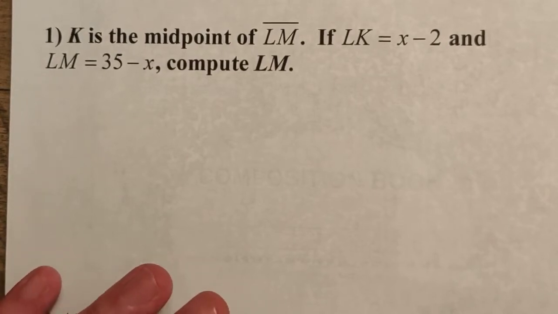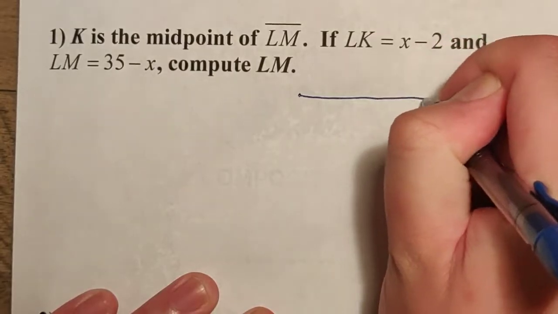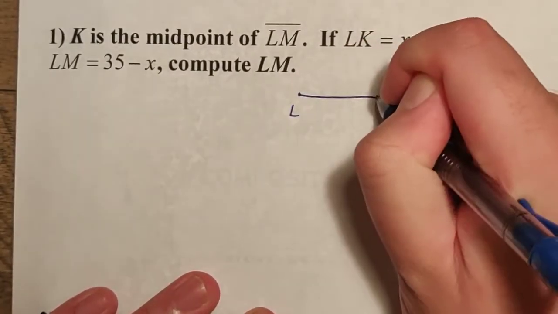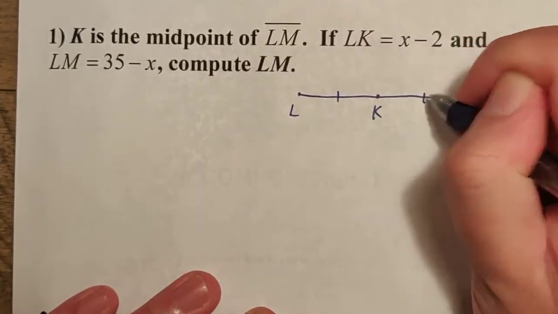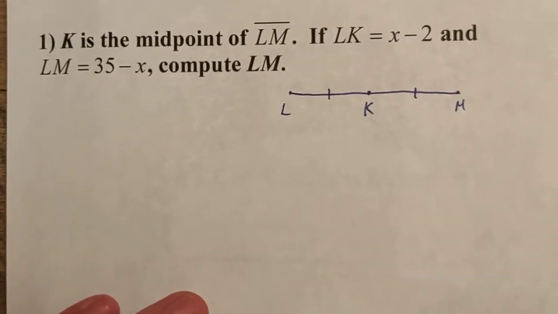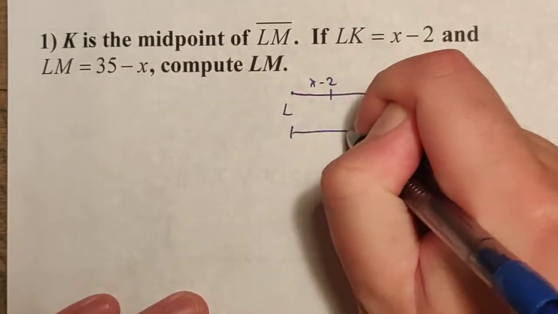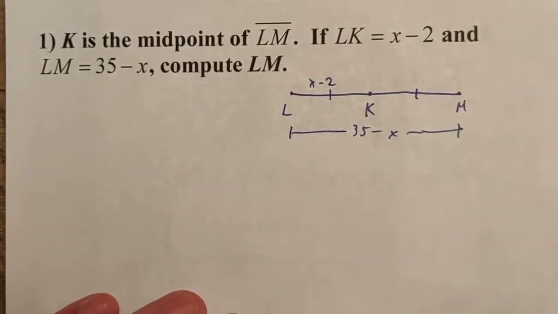As usual, it's probably a good idea to draw a picture of this because we may not see what's going on. So here's our picture. We have LM here, we have K, that's a midpoint. As we know, according to our definition, midpoints divide segments into two congruent pieces. So LK is x minus 2, and this entire thing is 35 minus x. We should be able to figure out LM from this information.